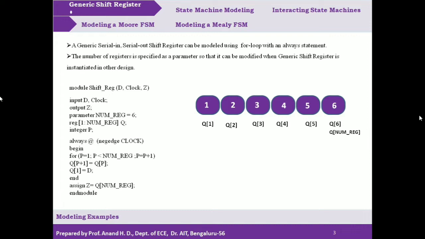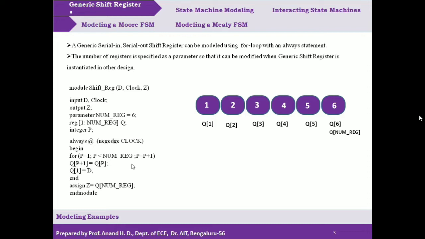So we are having a for loop wherein for p is equal to 1, p less than numReg, p is equal to p plus 1. So for p is equal to 1, p less than 6, p is equal to p plus 1. Okay, so p is going to vary from 1 to 6 in increment of 1. So what happens? Q of P plus 1 will be equal to Q of P.